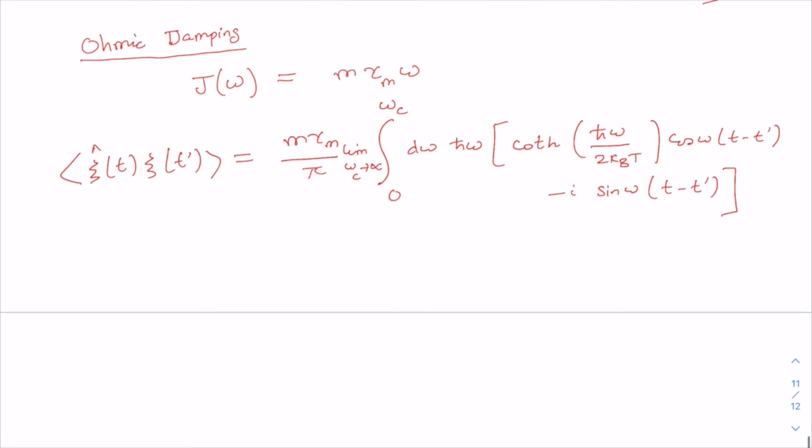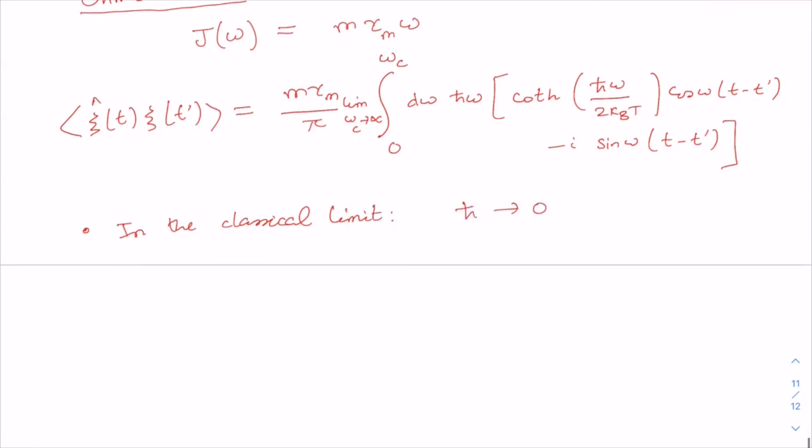Now in the first approximation, in the classical limit, you know that in the classical case ħ tends to zero and temperature is non-zero, T is non-zero, and coth(ħω by twice k_B T) can be approximated, you can actually show it, to be 2 k_B T divided by ħω.